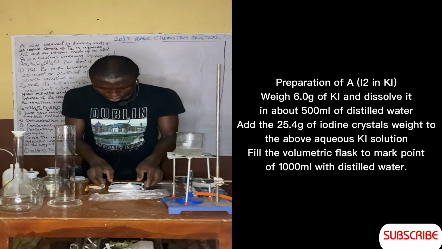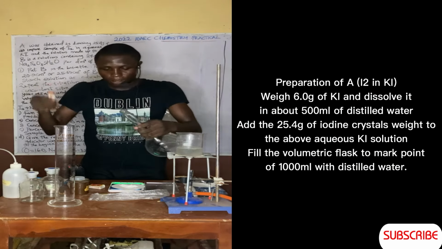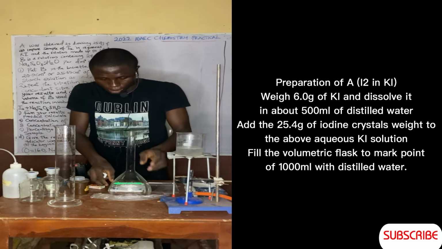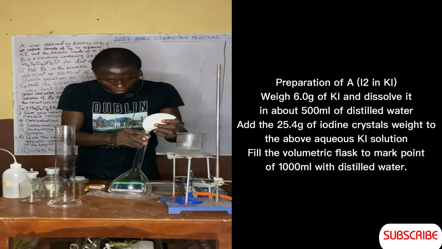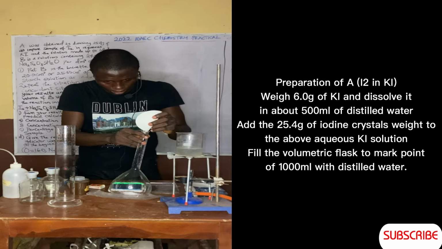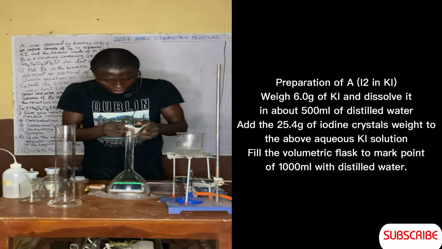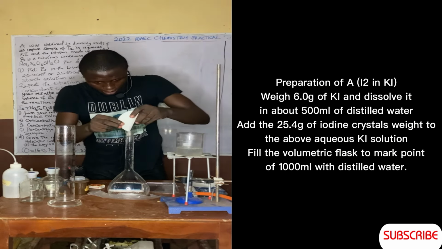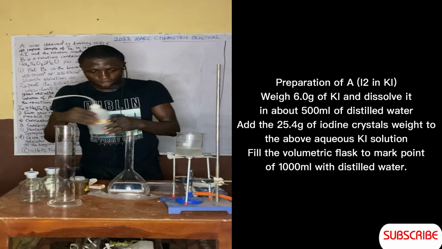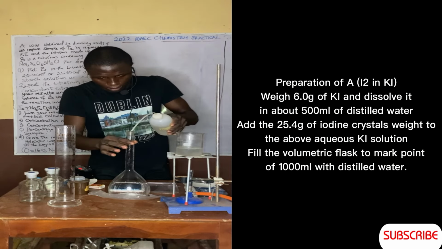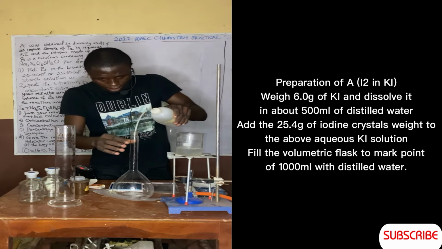You are going to dissolve this in 1000 ml of distilled water. So I'm pouring this now. Make sure that you don't have anything on the filter paper. So the next thing is to make sure that there's nothing on that side now.